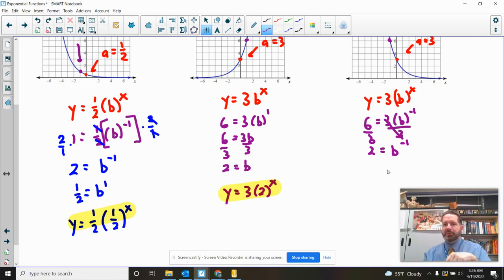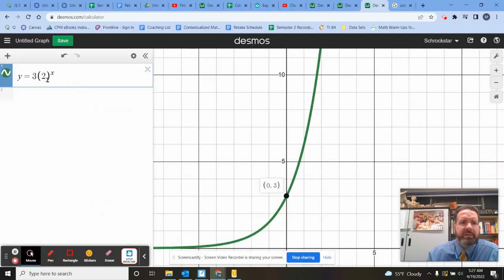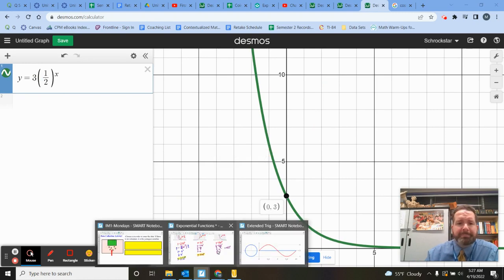So change this exponent to a positive and take that 2, flip it upside down. That's what negative exponents do. They flip things upside down. That means my b is just a half. So final equation then, y equals 3 times 1/2 to the power of x. Give it a quick check. Does it go through 0, 3? Yes. Does that go through -1, 6? Yes, it does. So we're in pretty good shape.